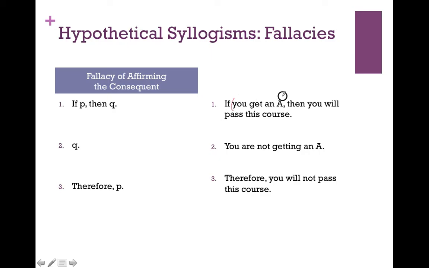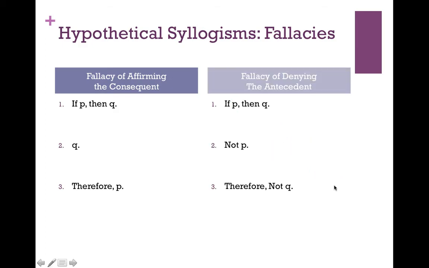You get an A, then you will pass the course, and we'll let this be P, and we'll let this be Q. You are not getting an A. Well, you get an A is P, so you are not getting an A is not P. Then you will pass this course. You will not pass the course is not Q, all right? So this form is if P, then Q; not P; therefore not Q. And this is what we call the fallacy of denying the antecedent.